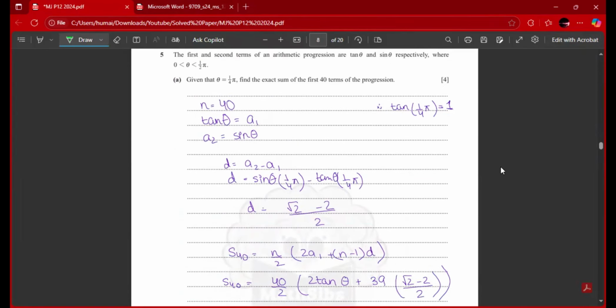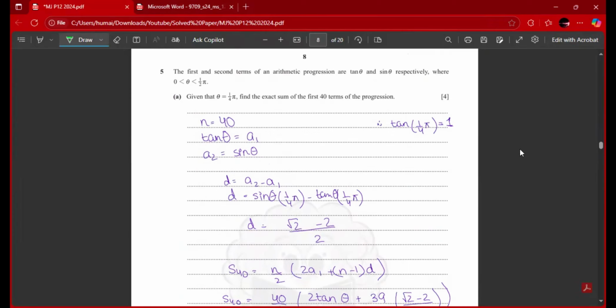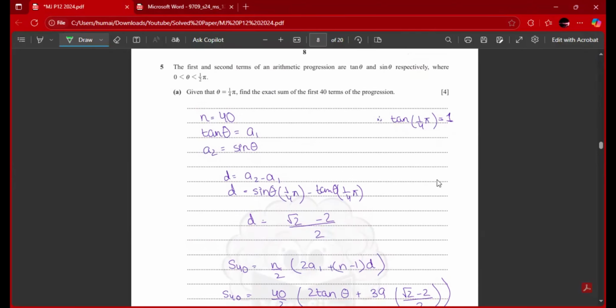So next question is again series, progressions, sequences. This question is also using trigonometric functions. Let's solve this. We are given the range in radians. I don't like to work in radians because it's too confusing. But however, let's work. Given that theta is 1 over 4 pi, find the exact sum of 40 terms in an arithmetic progression.